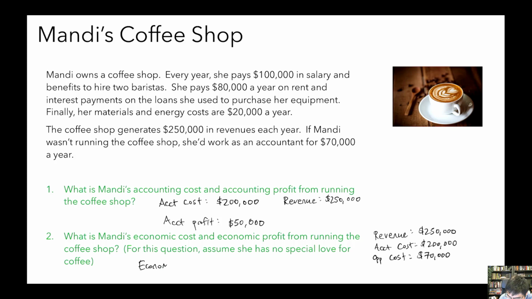Which means her economic cost is equal to the accounting cost plus the opportunity cost. So the economic cost is actually 270,000, okay? And the economic profit is therefore 250,000 minus 270,000, so minus 20,000. All right. So in this example, since economic profit is negative, Mandy would decide to shut down the business.